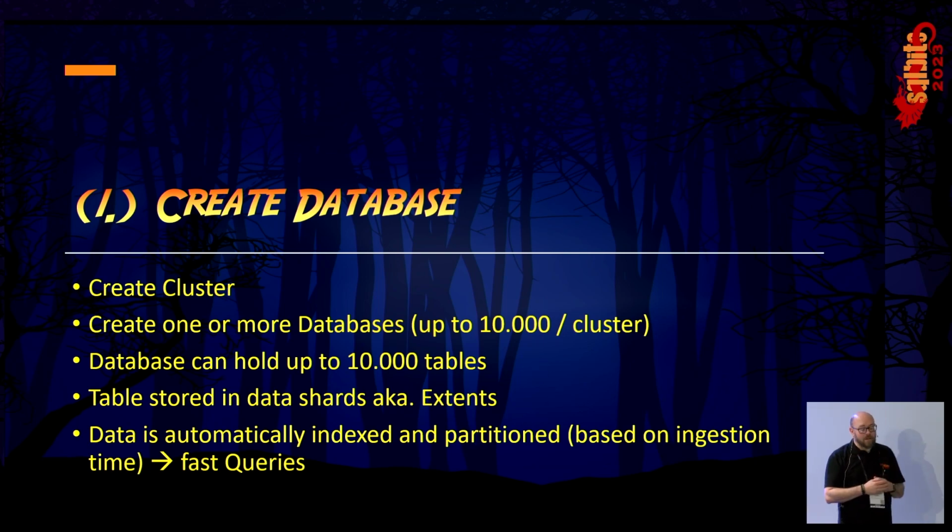And then if you have a database, you have to create a table. And one database can have up to 10,000 tables. And the tables are stored in data shards, which are also called extents, and data is automatically indexed and partitioned based on the ingestion time, so this leads to very fast queries.